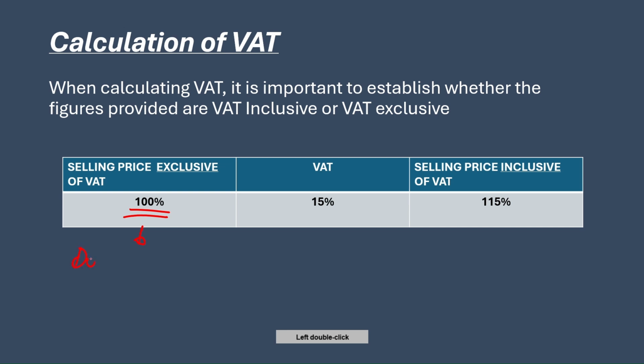So with this one, it means that it doesn't have VAT, right? Value added tax. Then obviously VAT is 15%, as we know. Then the selling price which is inclusive of VAT is 115%. And we all know that the 115% comes from the 100% of the selling price that is exclusive of VAT plus the 15% of the VAT, which in total gives us 115%. So that's how you would do these ones.